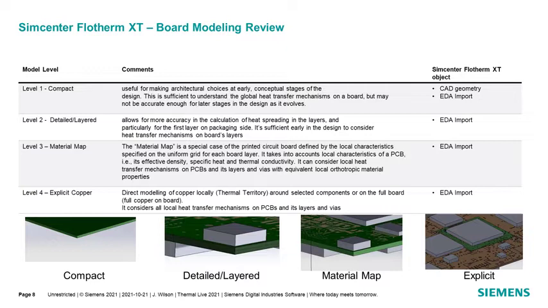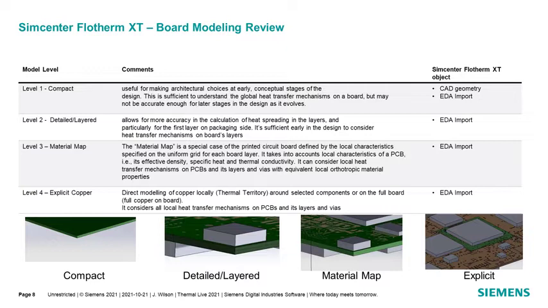Once the board has been routed, or at least the stack up, and you have an idea of what the layers of each board are going to be, you can progress to level 2, which is commonly known as detailed, or we've started to refer to that level as a layered approach. So you're still on each layer making an approximation for the effective properties of that entire layer, but you are modeling the structure.